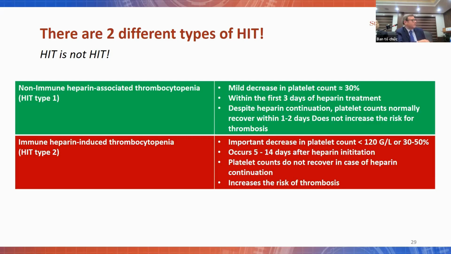The one which is of interest is heparin-induced thrombocytopenia type 2, with an important decrease in platelet count below 120 giga per liter, or 30 to 50% of the normal count of the patient. But we also have to take into account the natural history of the disease, because, for example, these patients may have hip surgery, total hip replacement, and in that case, they will start with a very high number of platelets because of the inflammatory syndrome, and then it will drop. This is not necessarily heparin-induced thrombocytopenia.